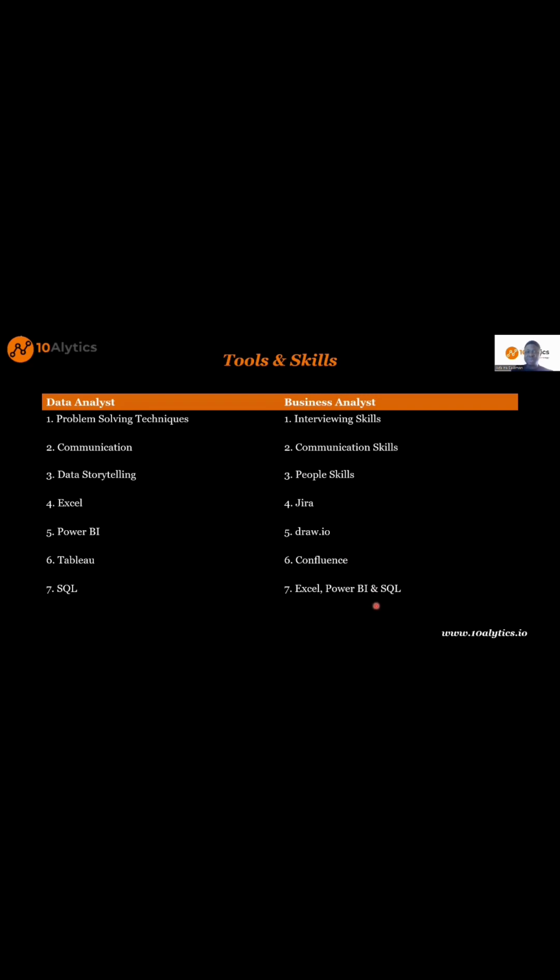Now, you'd also learn some data analytic tools that a data analyst would also need, and this is Excel, Power BI, and SQL. Now, they're all together here because, unlike the data analyst, the business analyst is not focused on using these tools to extract and communicate insights. Now, it's a good to have or a nice to have for a business analyst, but it is a must have for a data analyst.